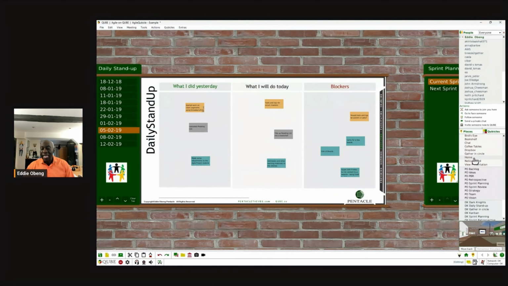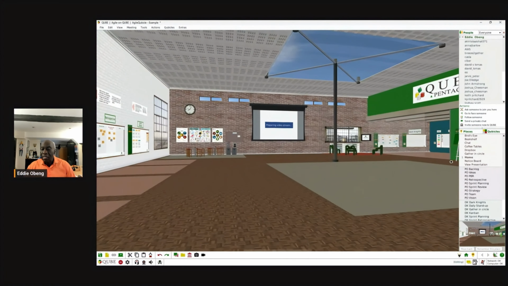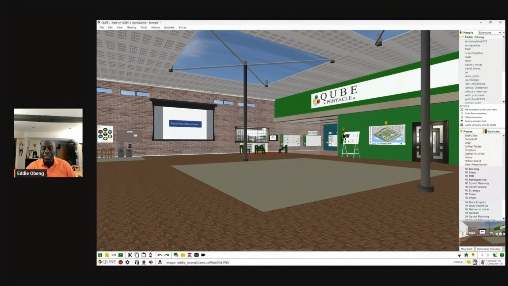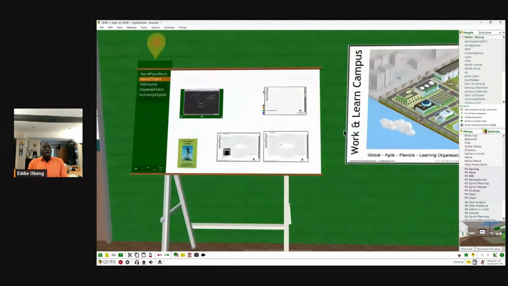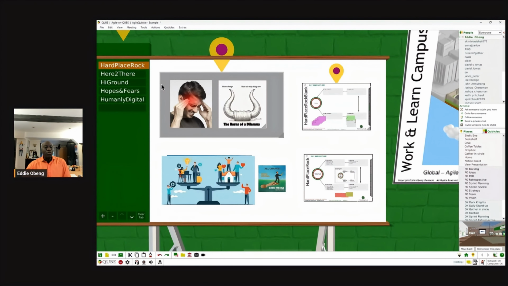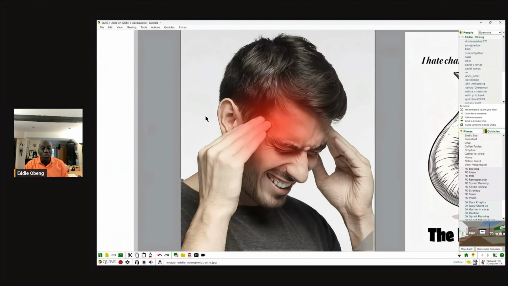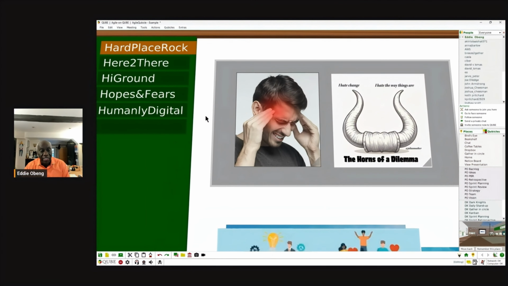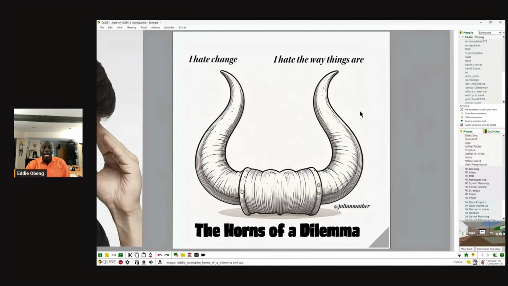Where we're going to go instead is we're going to work on this lovely little board over here, which I set up for you to understand HardPlaceRock. What's HardPlaceRock? HardPlaceRock is a way of getting out of dilemmas where your brain's about to explode. I once met a chap called Eli Goldratt who said he could solve migraines because his theory was that migraines are created when your brain creates two conflicting ideas which can't be resolved. It's basically what's known as the horns of a dilemma.